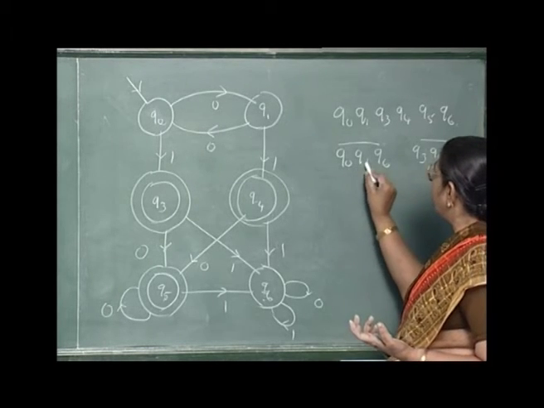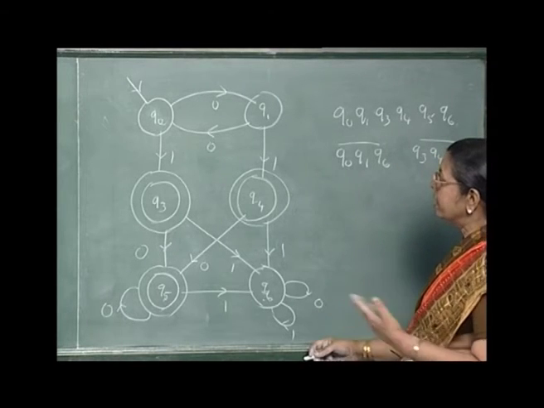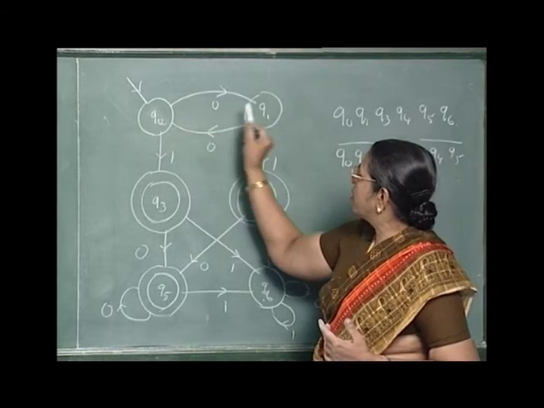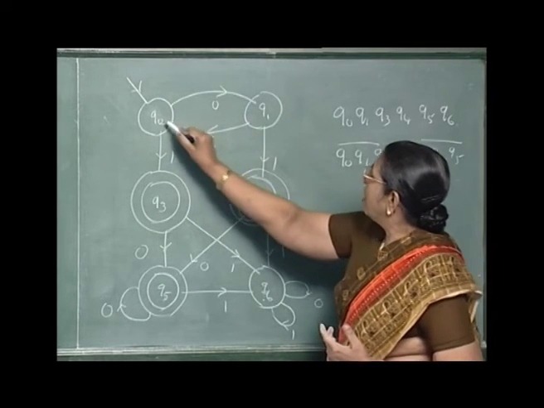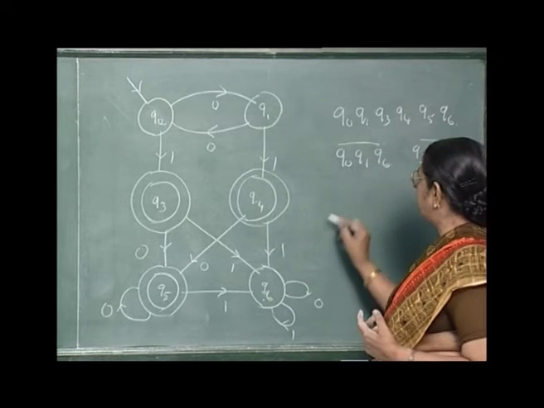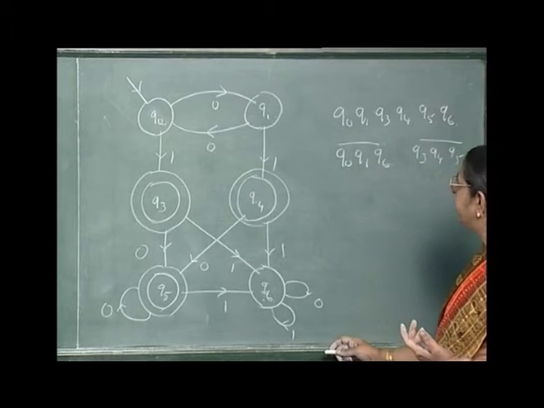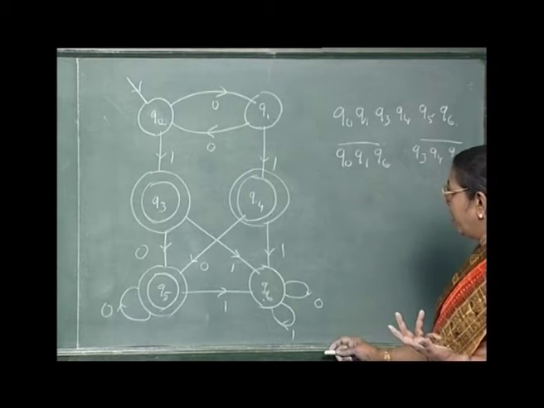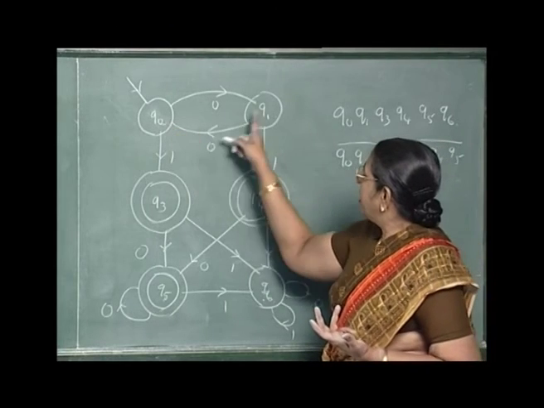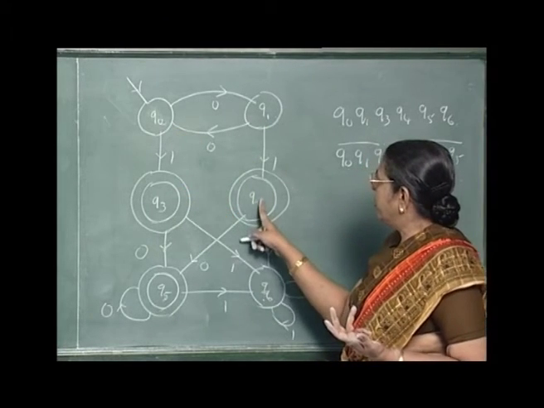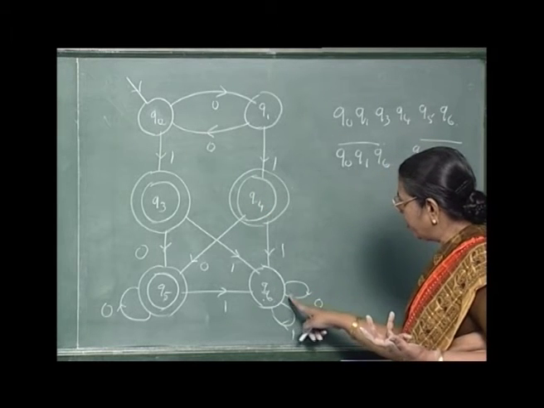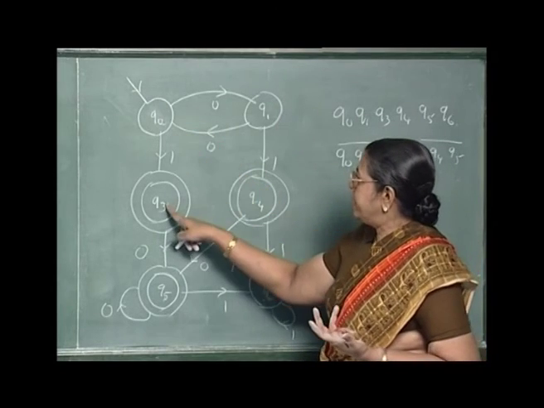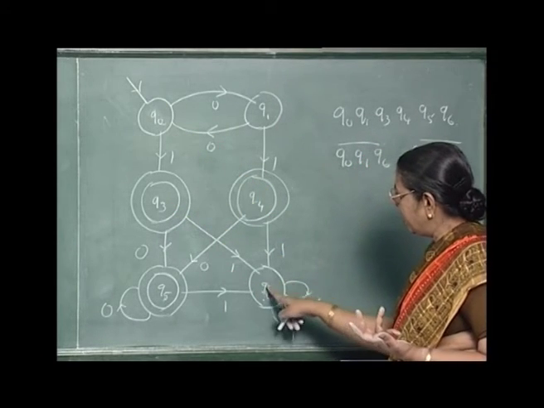Now, consider Q0, Q1, Q6. What are the 0 successors for Q0, Q1 and Q6? The 0 successors of Q0, Q1 and Q6 are Q0, Q1 and Q6. That does not make any difference. What are the 1 successors of Q0, Q1, Q6? The 1 successors of Q0 and Q1 are Q3 and Q4, but the 1 successor of Q6 is Q6. So, 1 takes these 2 to a final state, whereas 1 takes this to a non-final state.